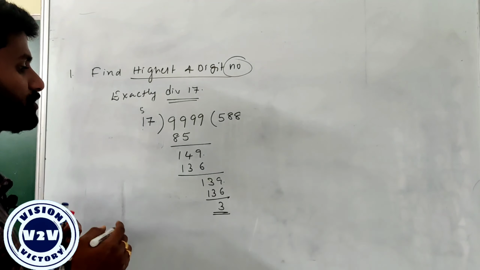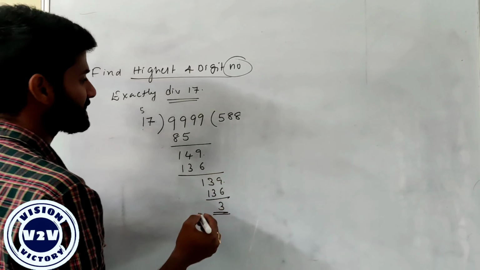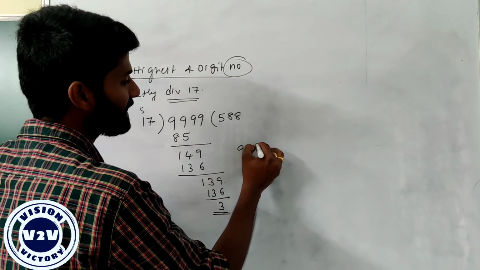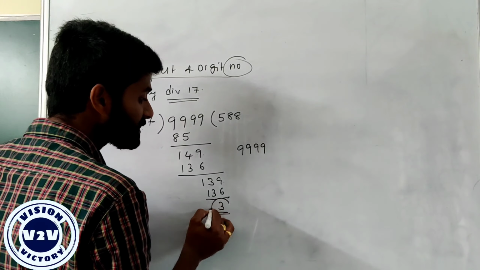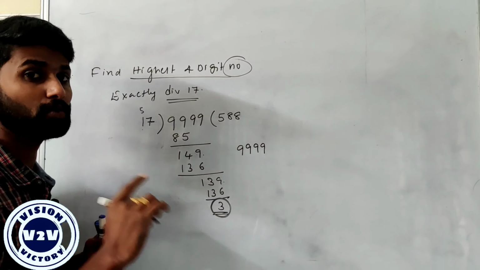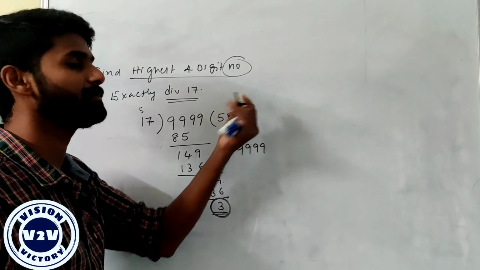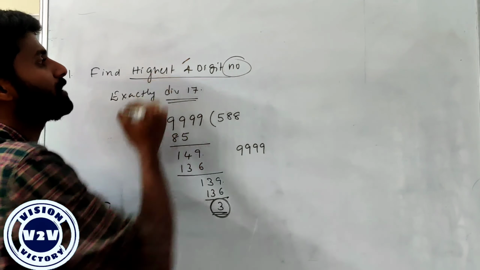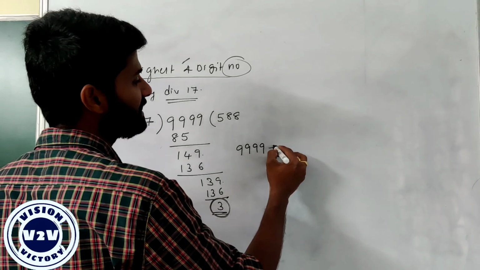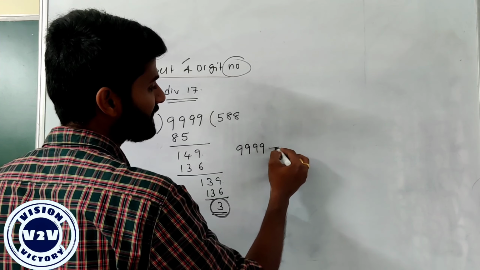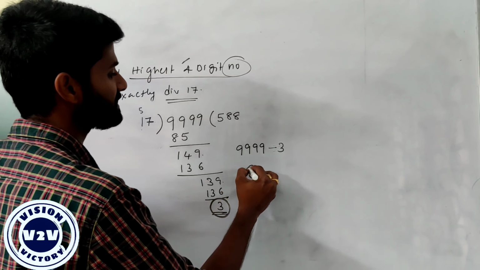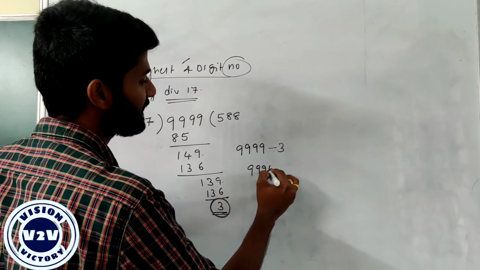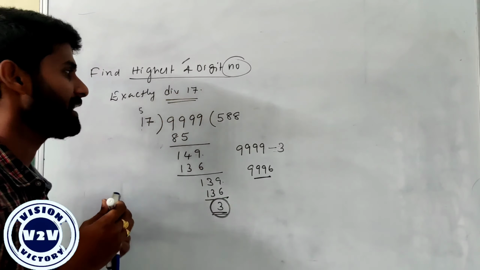Here is my question. If you want an exact 4-digit number, meaning 9999, we need to subtract this remainder. Don't go with the addition. If it is an addition, it becomes a 5-digit number, but we require only a 4-digit number. Then the answer: 9999 is subtracted by 3. So the answer is 9996, which is exactly divisible by 17.